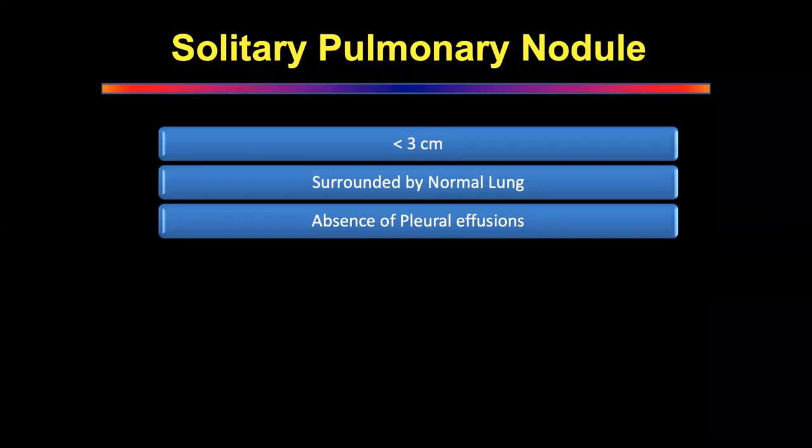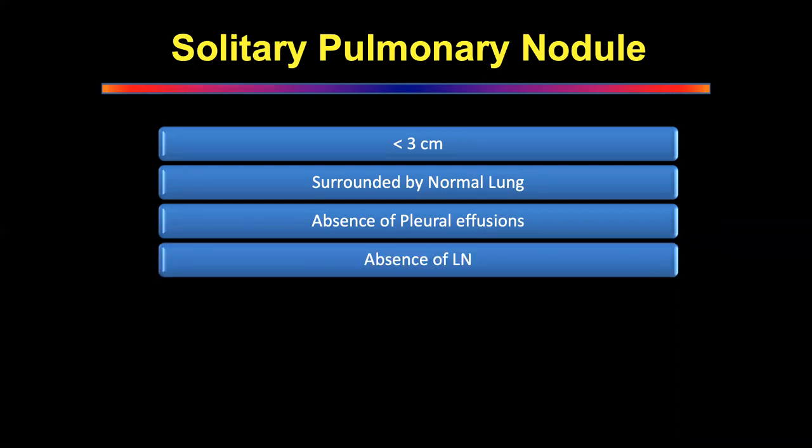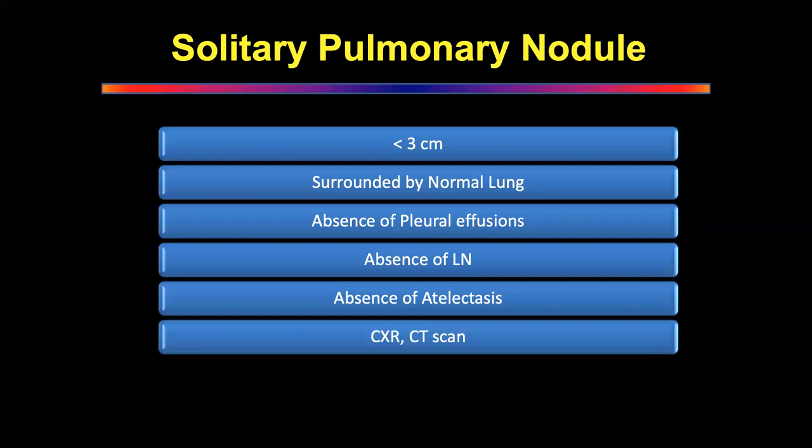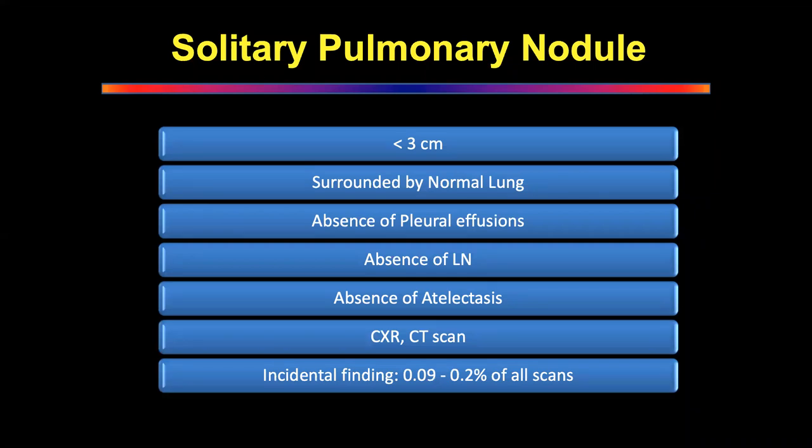No, another lesion is not there, because sometimes you can get multiple lesions, which could be multiple solitary nodules. There is a section on that, so don't talk about that. That's not mentioned. Absence of lymph nodes, what else? Absence of pleural effusion, we got that. What else? Absence of one more thing. Atelectasis, and which is detectable on a chest X-ray and CT scan. And of course, incidental findings are present in 0.9 to 0.2%.